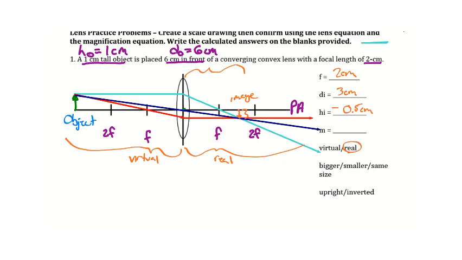So is it bigger, smaller, or the same size? This is asking you to compare the size of the image relative to the object. So is the image bigger than the object, the same size as the object, or smaller? Well, the image is smaller. And the last question was, is the image right side up or upside down? This image is upside down, and the word we use for that is inverted. So we've classified the image correctly, and we've completed a ray diagram correctly.